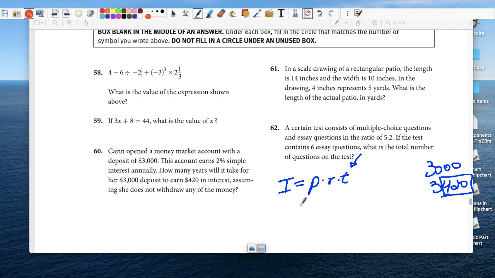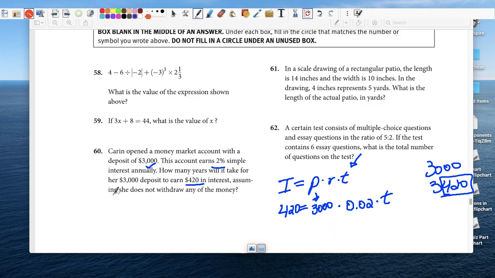That's important here because $3,000 is your principal. It's how much money you put in. The interest rate is 2%, or as a decimal, 0.02. T is our time, and that's going to stay as what we want. And then 420 is your interest, the amount of money that you earned. I'm going to put it over here. That's your equation. We're going to solve for T, right?